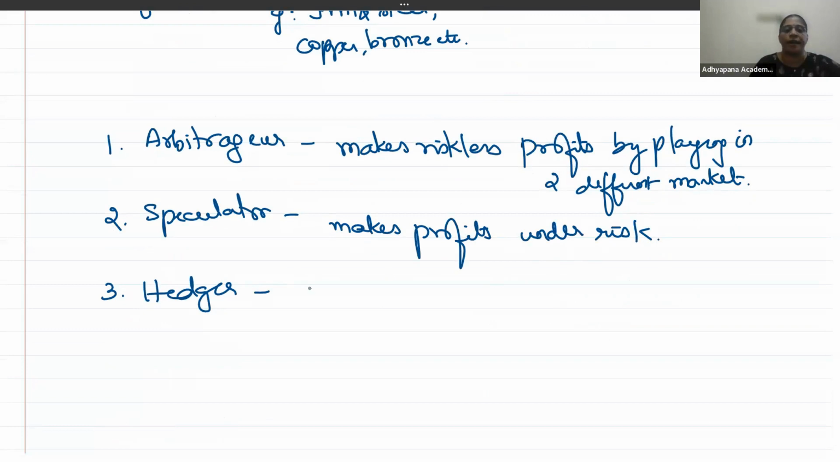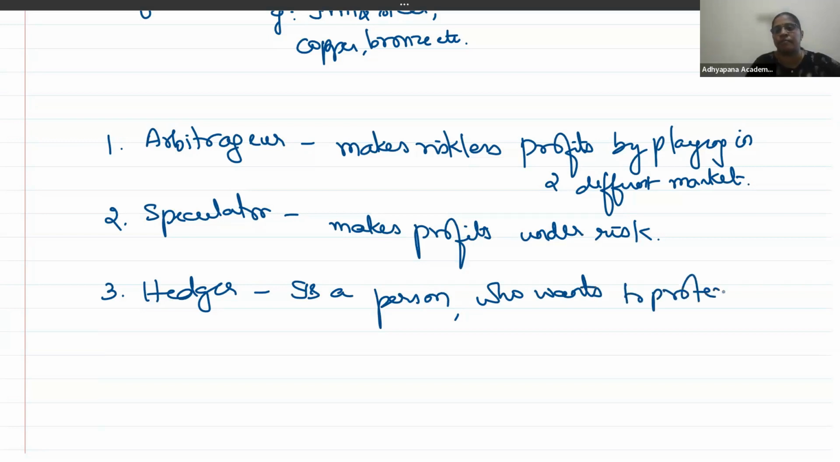Okay. Hedger. A hedger is a person who wants to protect the value of the portfolio. So, you have already studied in portfolio management, the return can be negative. When the return becomes negative, the value of investment itself goes down. So, how do you protect the value of your investment? That is what you call hedging.